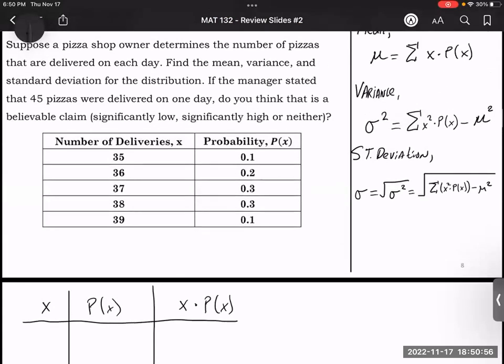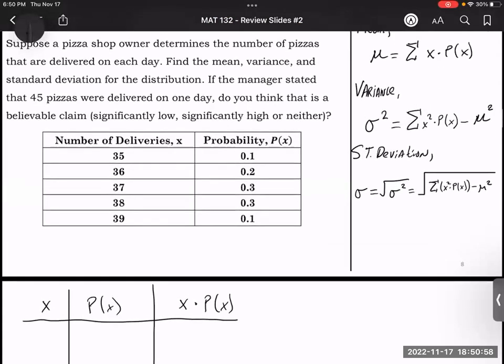Sure. Do you have it? No, just copying the variance. Okay. All right, I'm going to slide it down now.